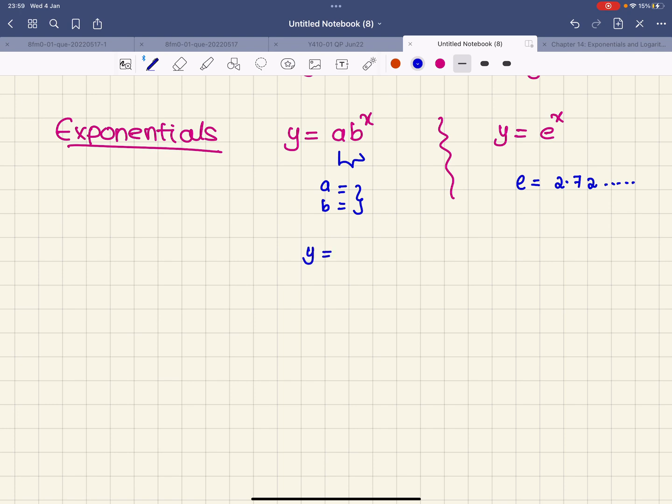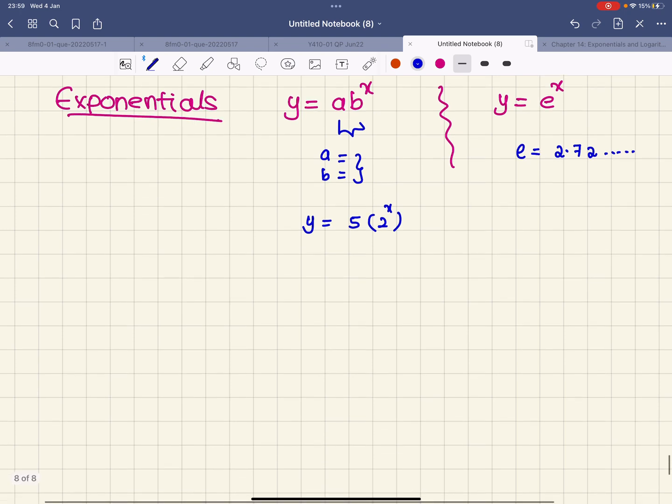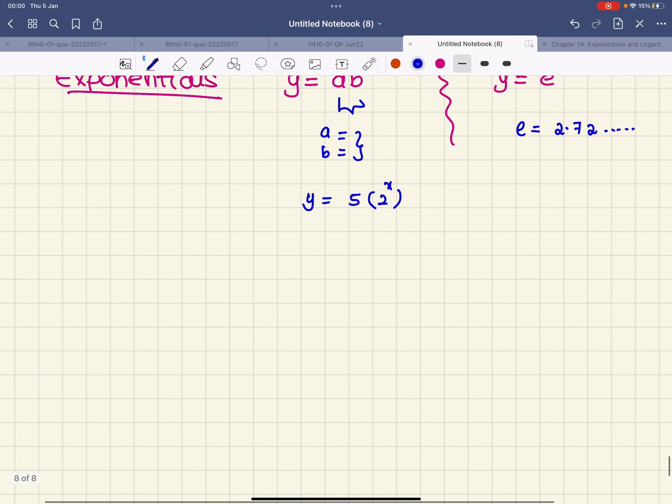If I give you y is equal to 5 times 2 to the power of x, this one is known, where a and b are known. Okay, so we'll draw graphs now. Let's start with a simple one. Y is equal to 2 to the power of x.